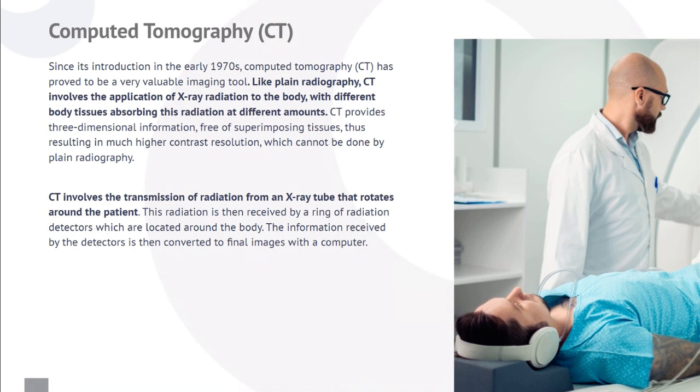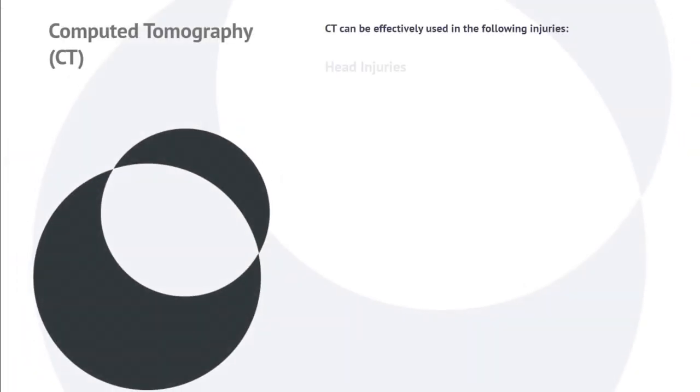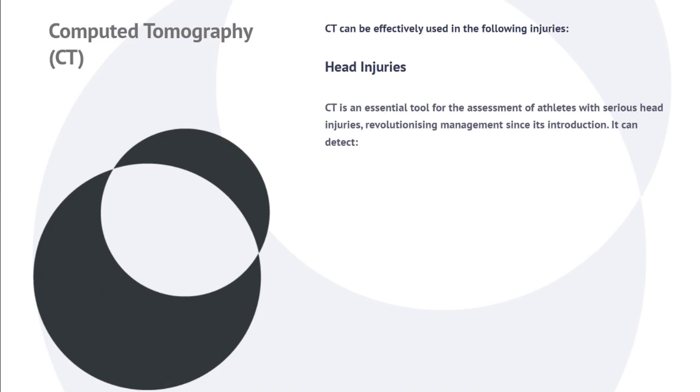CT involves the transmission of radiation from an X-ray tube that rotates around the patient. This radiation is then received by a ring of radiation detectors which are located around the body. The information received by the detectors is then converted to final images with a computer. CT can be effectively used in the following injuries.